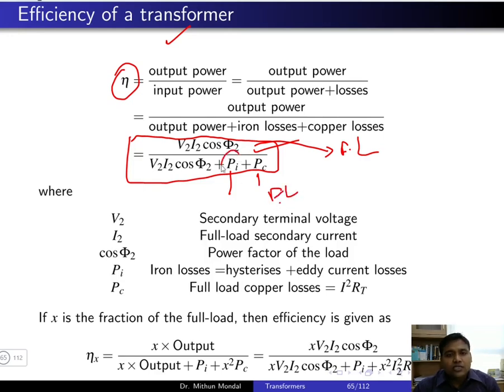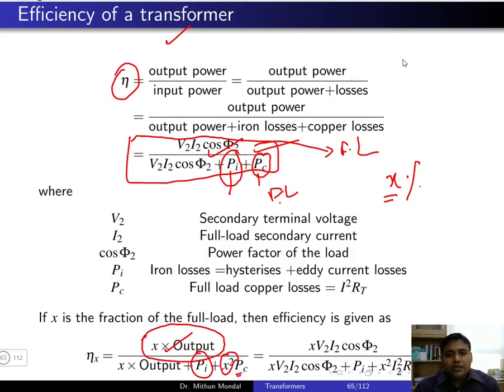Iron loss being the constant loss will remain the same irrespective of the load condition, whereas the copper loss will depend upon the load condition. So if we consider that X is the percentage of the loading, then the equation will change into two forms. First, the output will change into X times the full load output. Iron loss will remain the same and the copper loss will be proportional to X square times the copper loss under the full load condition.